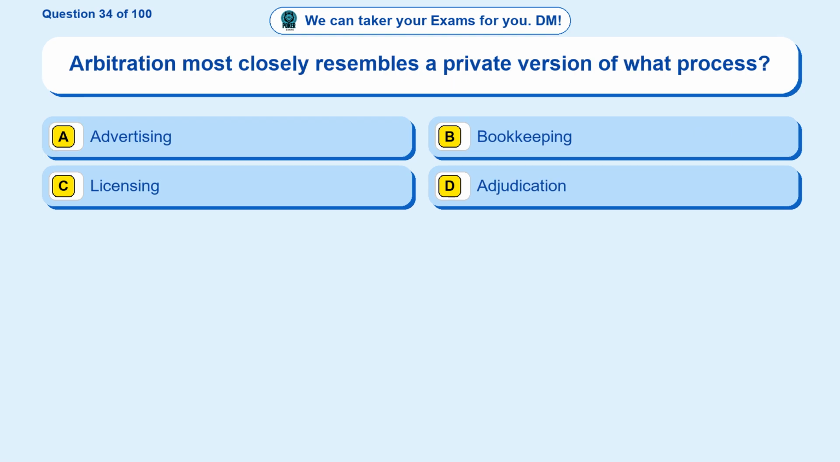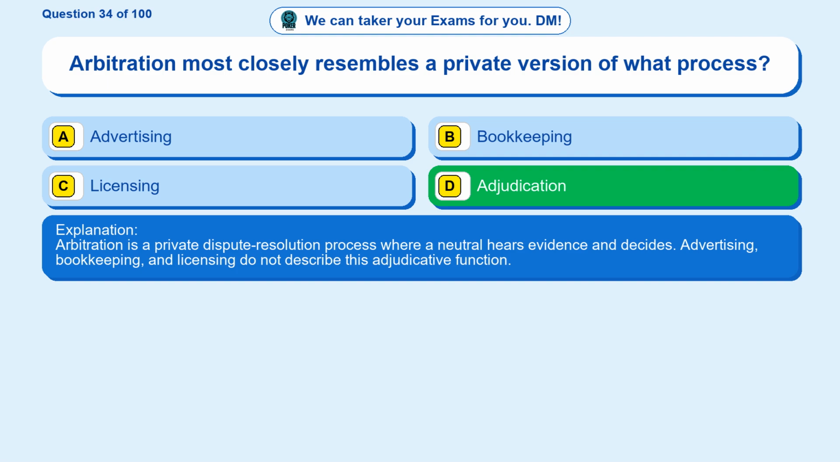Question 34. Arbitration most closely resembles a private version of what process? Option A, advertising. Option B, bookkeeping. Option C, licensing. Option D, adjudication. The correct answer is option D. Adjudication. Arbitration is a private dispute resolution process where a neutral hears evidence and decides. Advertising, bookkeeping, and licensing do not describe this adjudicative function.